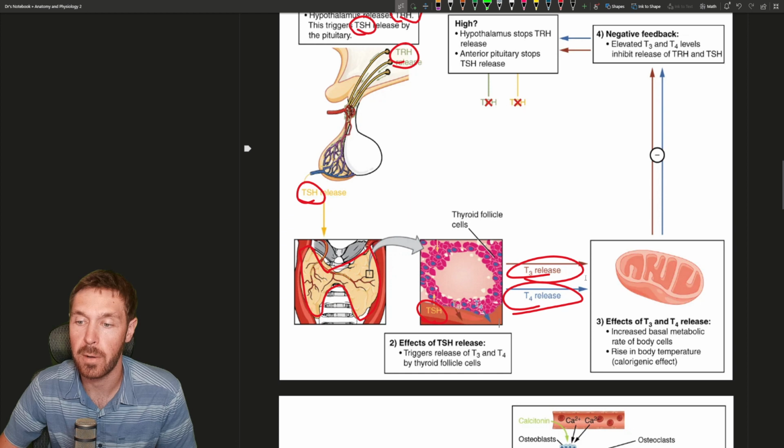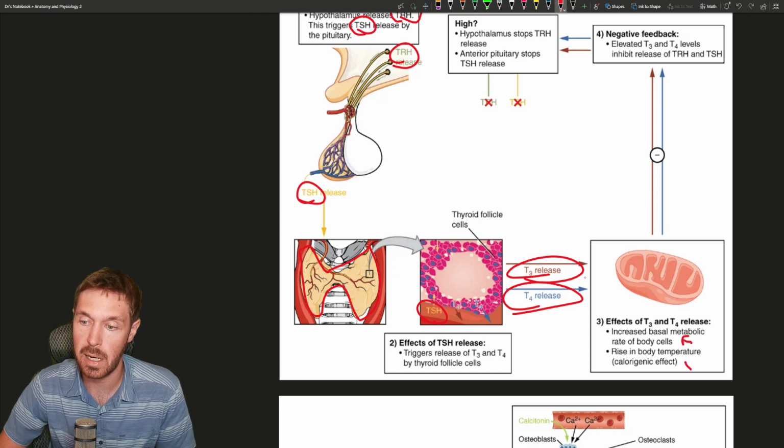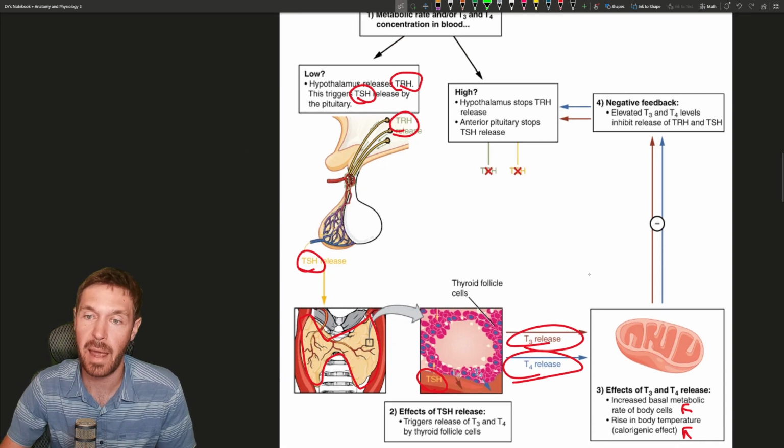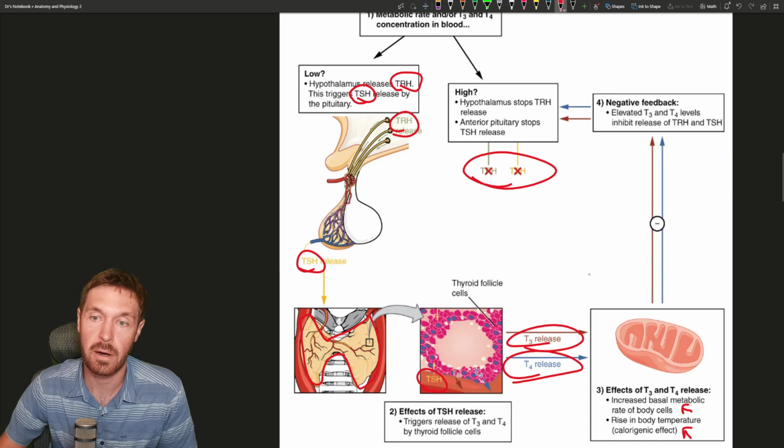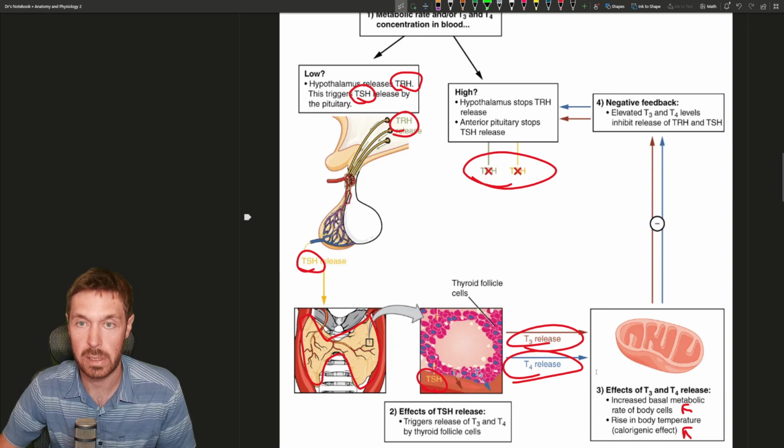So T3 and T4 can then target all cells in the body and increase the metabolic rate and also increase your body temperature as well. And then they have a negative feedback, which shuts off TRH and TSH release.